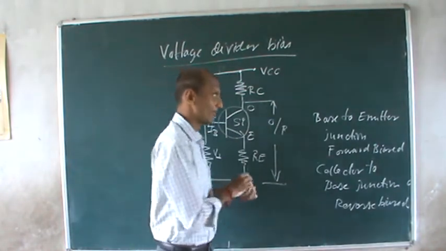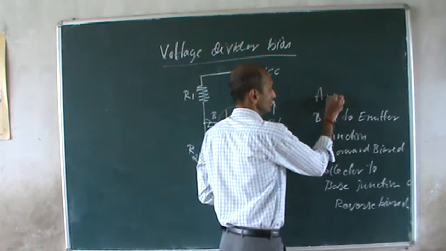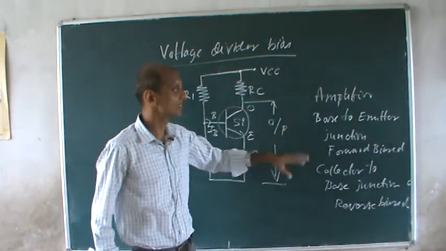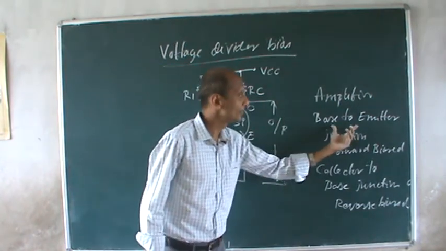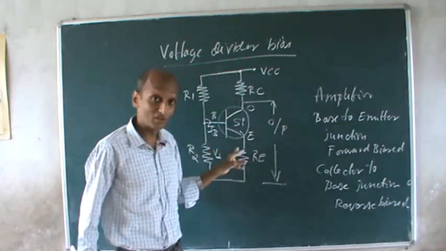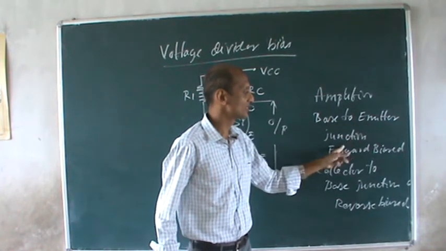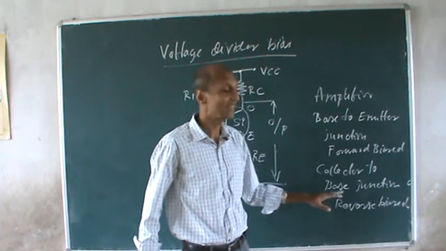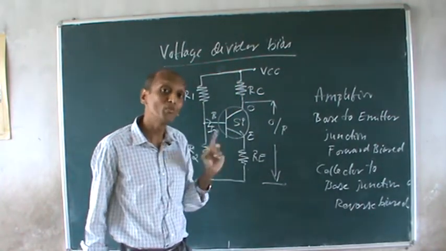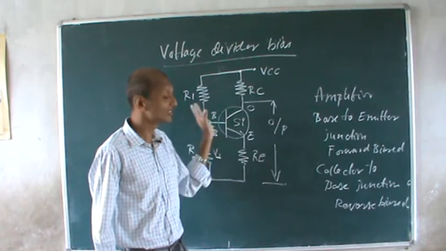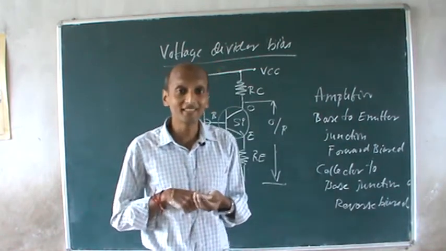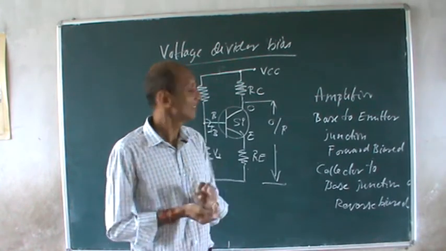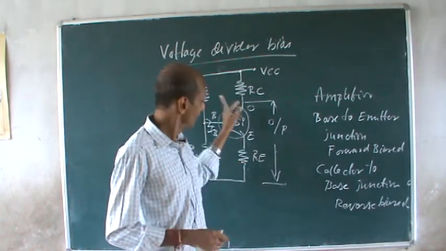So for amplifier application, for proper amplification, the condition for the common emitter configuration is that the base to emitter junction should be forward biased and the collector to base junction should be reverse biased. The common emitter configuration is the most widely used configuration because it has high voltage gain, high current gain and high power gain. All the things are best for this configuration of your transistor.